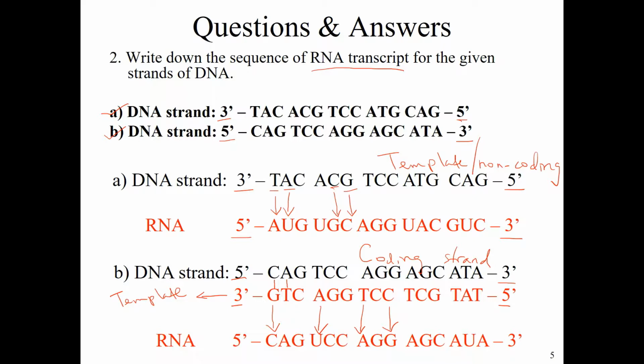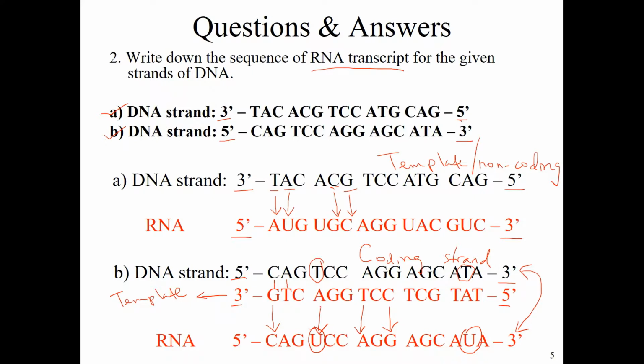Now let me tell you a shortcut. Do you see the similarity between this strand and this strand? Can you tell me a similarity between these two strands? Can you see that they look the same, except that all the thymine are converted to uracil? Whenever you have a thymine, it gets converted to uracil. Other than that, the sequences are the same.